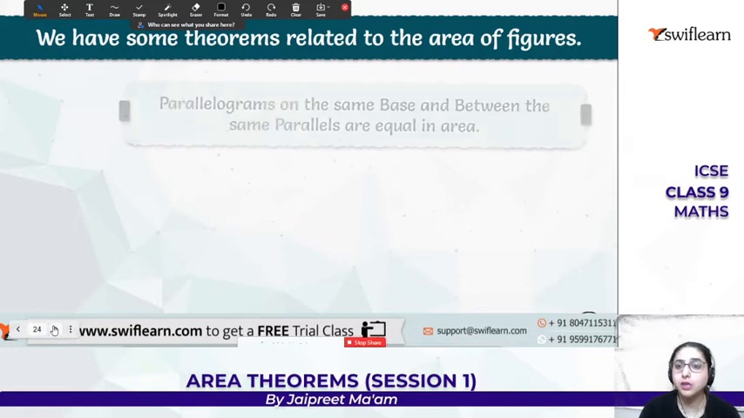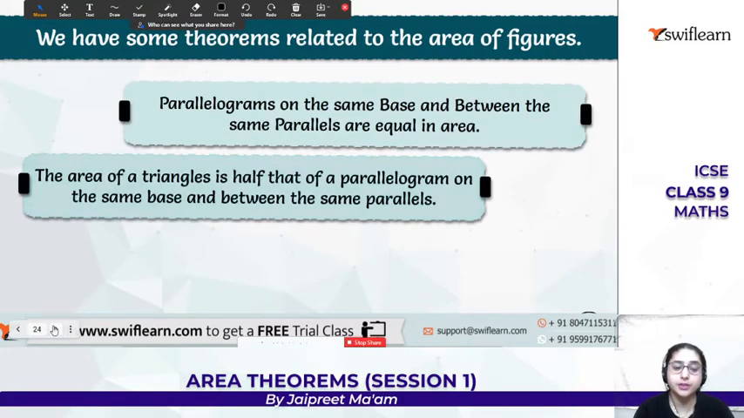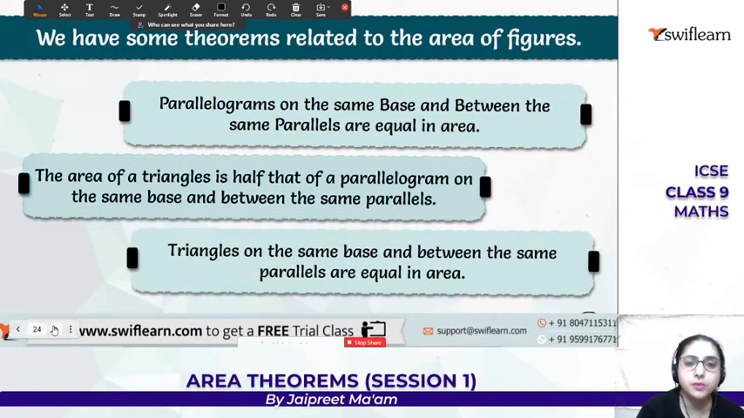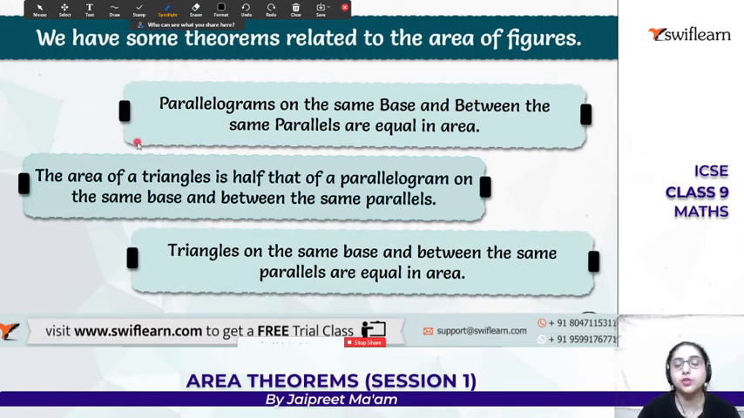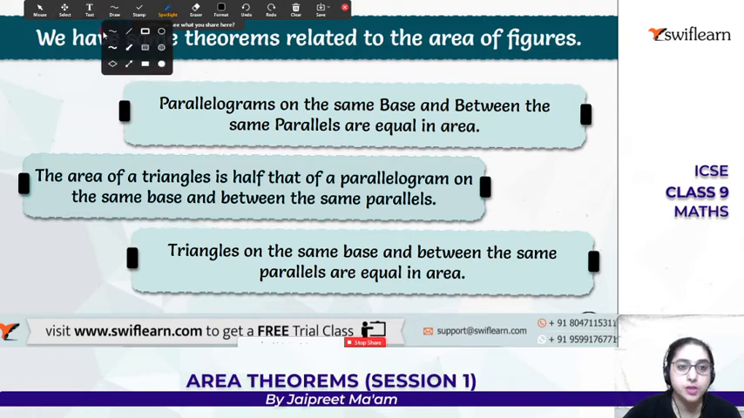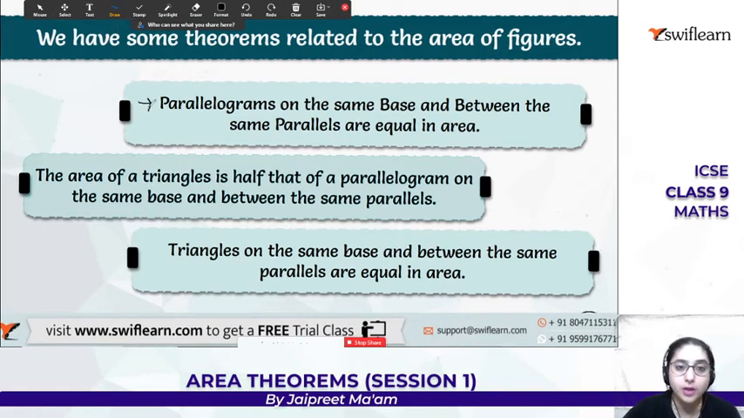We have some theorems related to the area of figures, so let's understand them. The first is: parallelograms on the same base and between the same parallels are equal in area. This is the first theorem, and we will prove it step by step, showing how parallelograms on the same base and between the same parallels are equal in area.